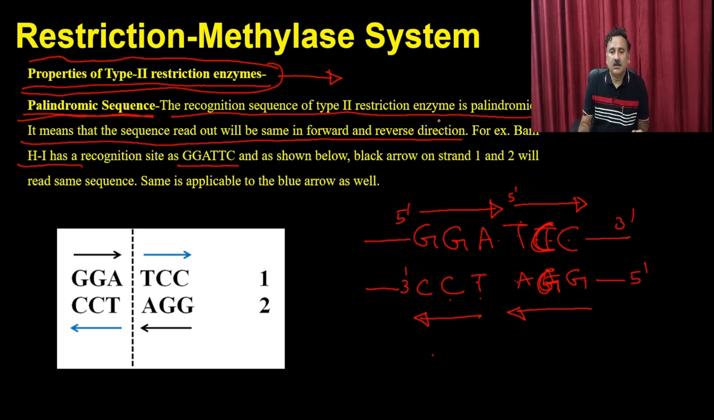This is just an example of BamHI. If you take the example of EcoRI or other restriction enzymes, I think it is a very good exercise that you go through some of the restriction sequences of the other restriction enzymes, and you see that all the sequences are going to be palindromic in nature, which means if you read in the forward direction or in the reverse direction, they are going to be the same.